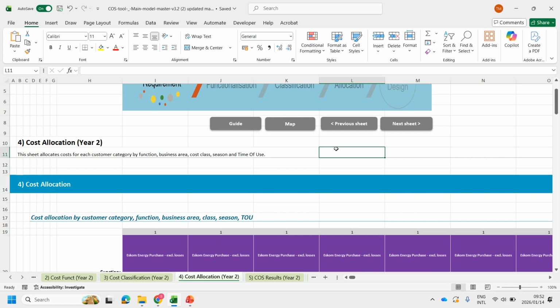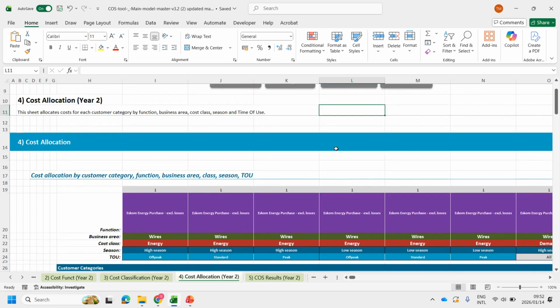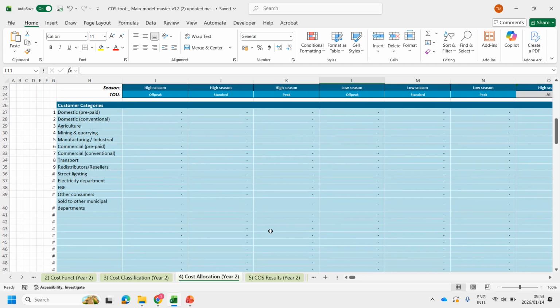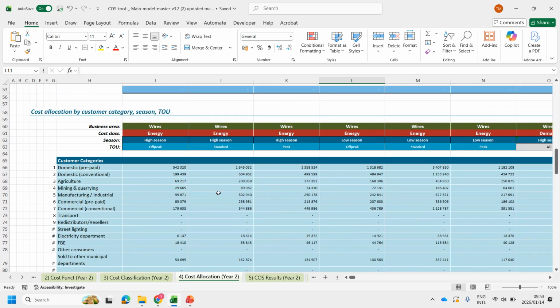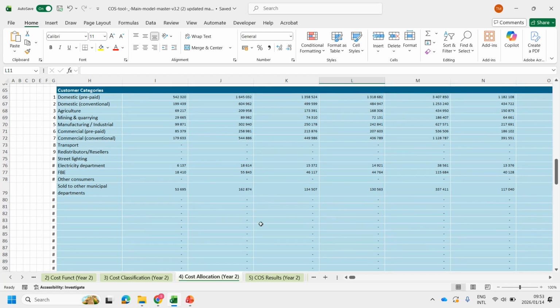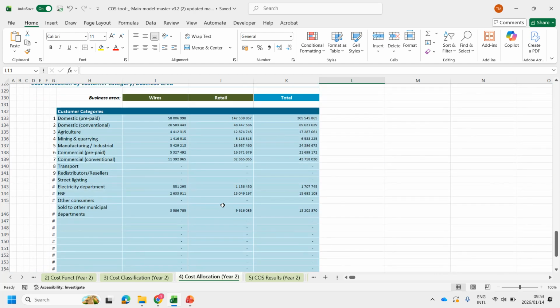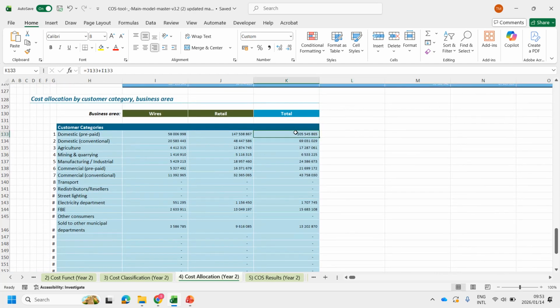Similar to what we've seen in cost classification, there is a lot of tables that are showing you exactly how the total values were calculated. So if you're interested in the details, you are more than welcome to follow. However, we are interested in the very last table. So as you can see here, the costs are now allocated to each of the customers. We've managed to split the bill. So domestic prepaid for both the wires business as well as the retail business, I can see exactly how much I'm spending to get to the total.